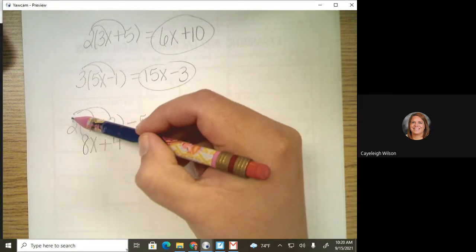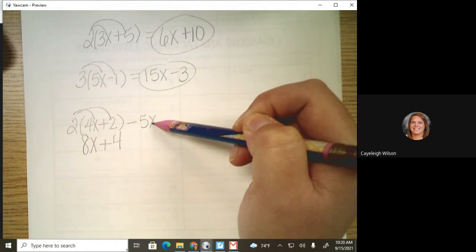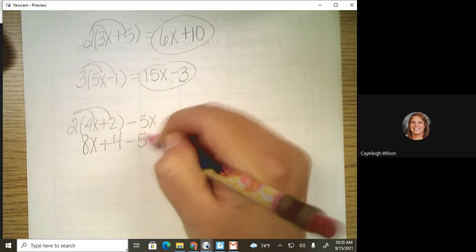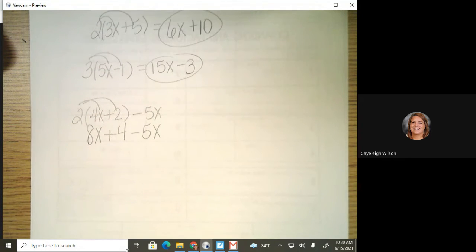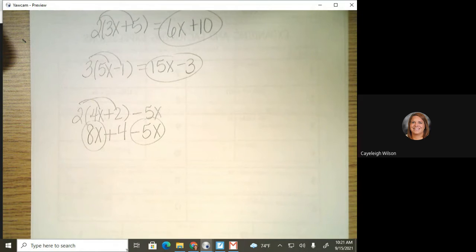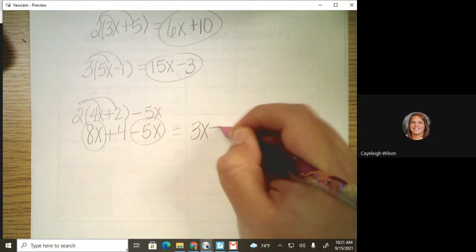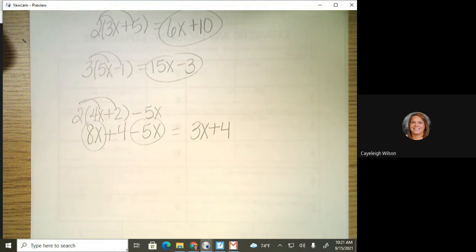Now, should I distribute that 2 to here? No, because I only distribute to things that are inside the parentheses. Okay, so that minus 5x just goes there. And then I ask myself, do I have any like terms? The 8x and the minus 5x are like terms. Does everybody agree? Okay, so what is 8x minus 5x? 3x, and then I still have that plus 4, so I'll just tack that on to the end.